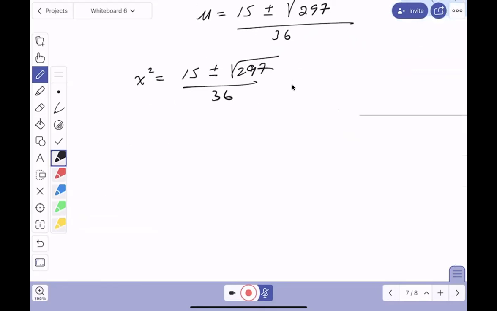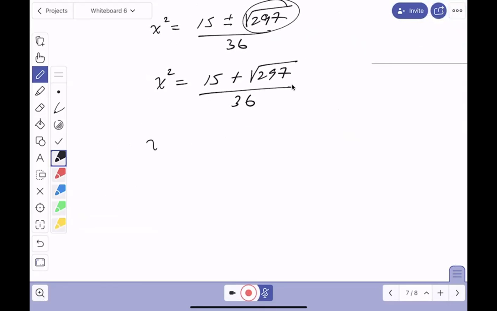I got troubles. I'll tell you what the trouble is. I can't have a negative number. So my x squared, now that I'm in the real numbers, is going to be 15 plus root 297 over 36. It can't be the minus one, because this number is bigger than 15. What's x going to be equal to? Plus or minus, using the square root rule, the square root of 15 plus 297 over 6. I found my points of inflection.